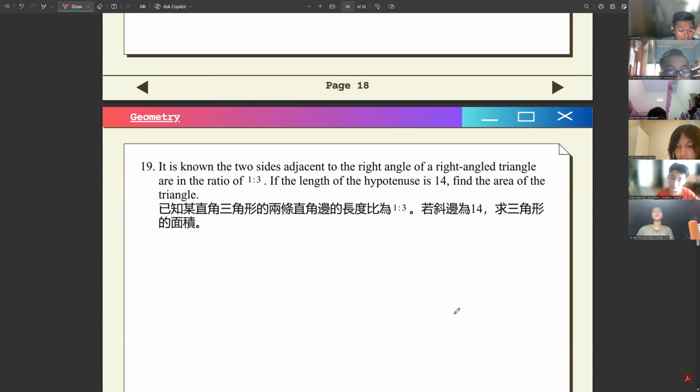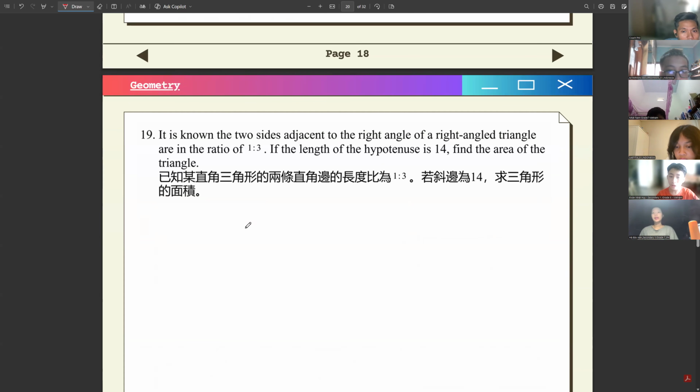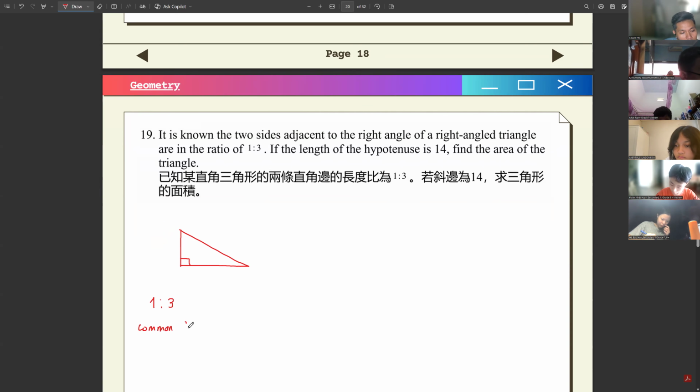Next question. It is known that the two sides adjacent to the right angle of a right angle triangle. So let's draw. This is your right triangle. This is the right angle part. Two sides adjacent to the right angle. The ratio 1 is to 3. So let's say this is 1, this is 3. So 1 and 3 are not the actual values of the sides, right? So let's say 1:3, common factor x. Let's just use an arbitrary variable, x.